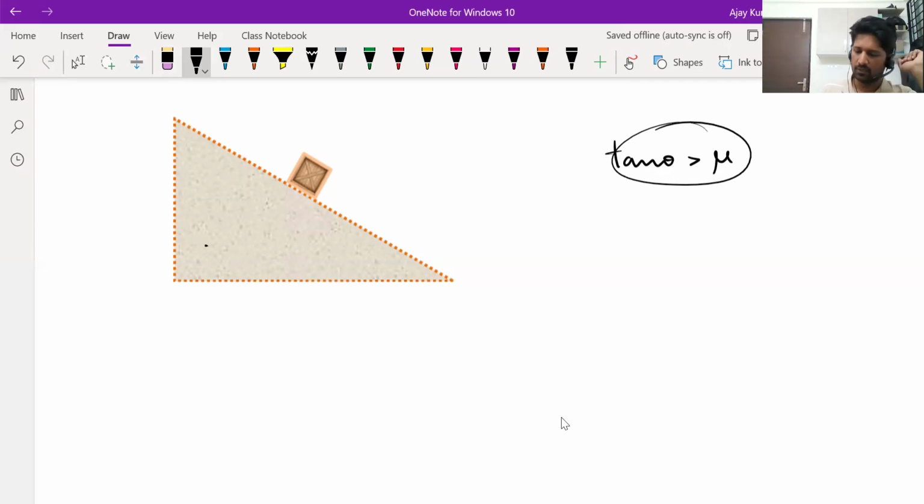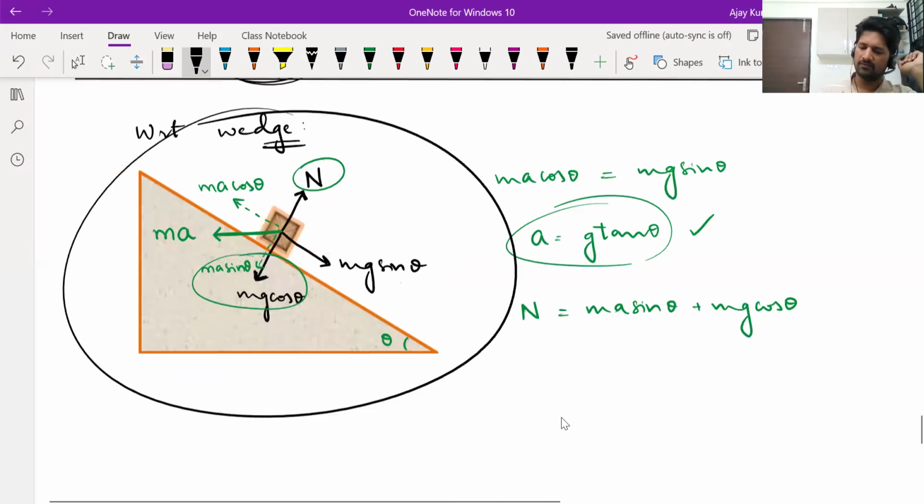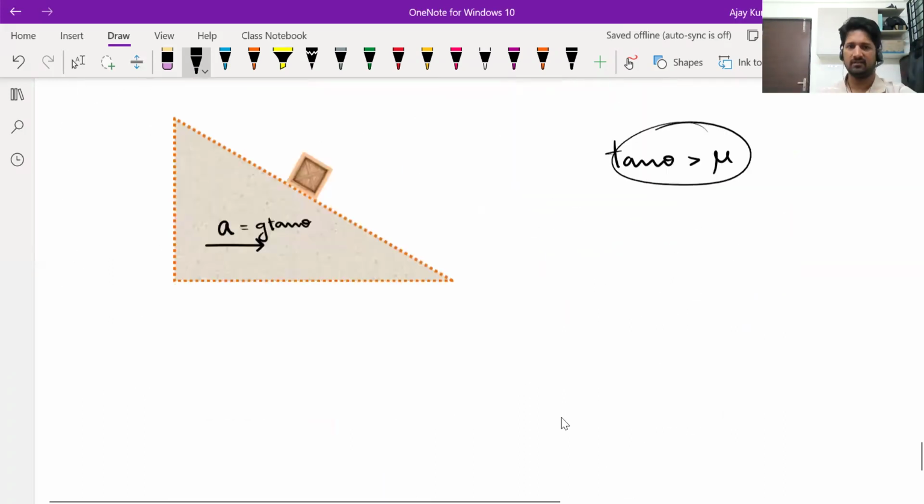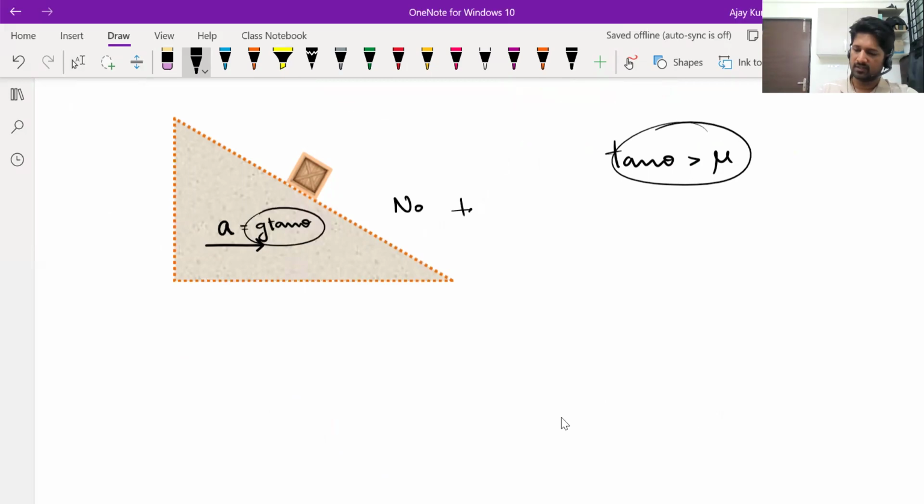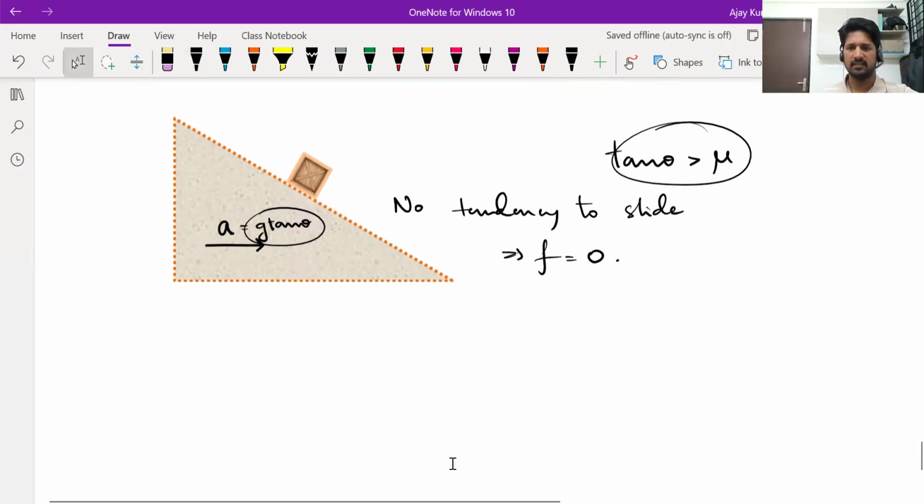But if you now accelerate the wedge, let's say you accelerate it at a rate of g tan theta. On a smooth incline itself, if the wedge acceleration is g tan theta, the block does not slide. If it does not slide on a smooth incline, on a rough incline also it won't slide if acceleration is g tan theta. So there is no tendency to slide. That means there is no need for friction to act. Even if it's a rough surface, friction will not act if the acceleration is g tan theta, because the block has no tendency to slide up or down.